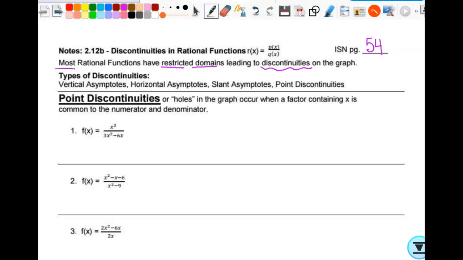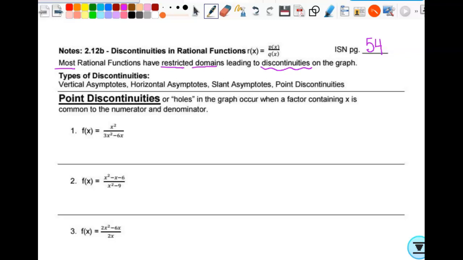The types of discontinuities we can have: vertical asymptotes, which we've already talked about; horizontal asymptotes, which we've already talked about, right? Middle behavior, end behavior; slant asymptotes, which are from Algebra 2; and point discontinuities, which are from Algebra 2, how you find them. But we've also already talked about them when we talked about discontinuities when we were just writing domains and stuff, okay? So none of this should be brand new, but we're going to take it to a different level and look at some things that you didn't necessarily look at when you did these.